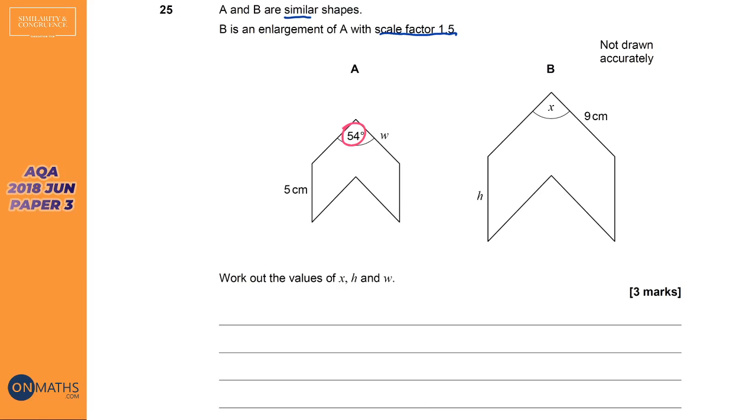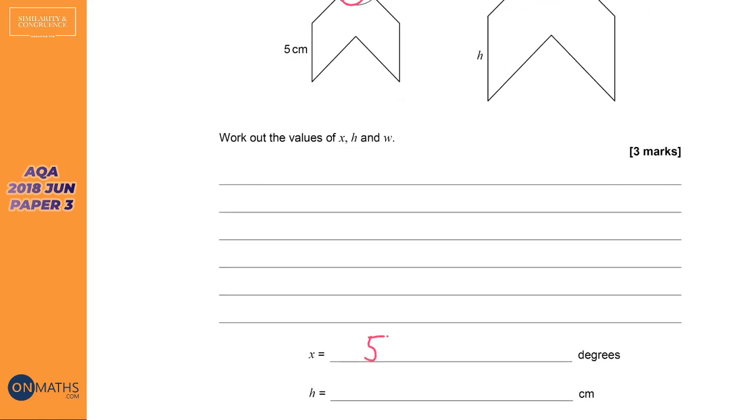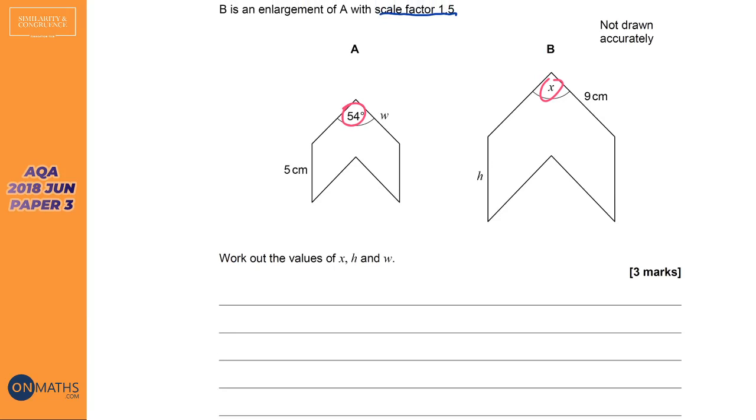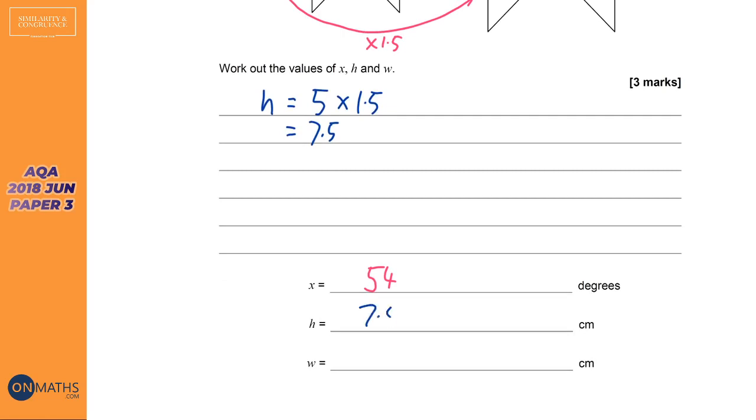Now the angle here is 54. If these two are similar shapes, they always have the same angle. Remember, it's an enlargement. The only thing that changes are the lengths, not the angles. So x is also going to be 54. So that's a nice one to start off with. Now next we're going from 5 centimeters to h, and the enlargement scale factor is 1.5. So all we need to do to find h is 5 times 1.5, which will be 7.5. So h is 7.5.